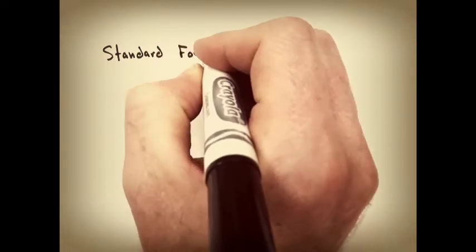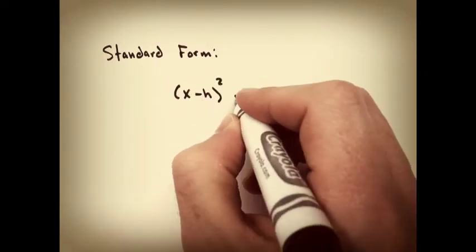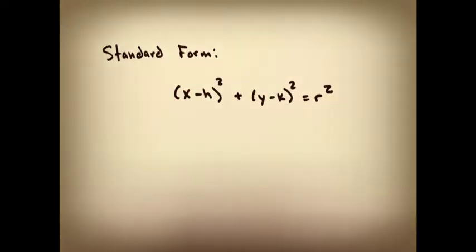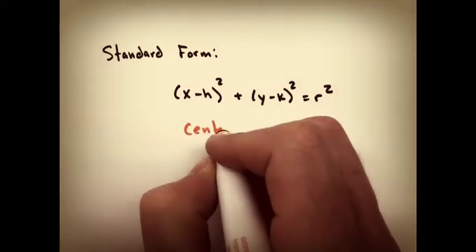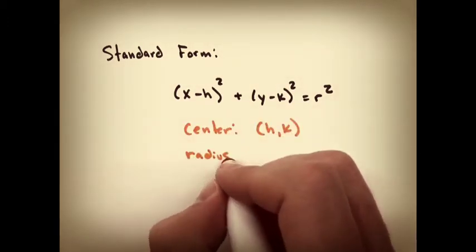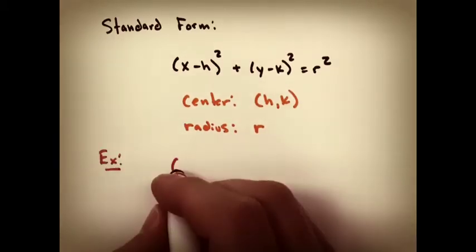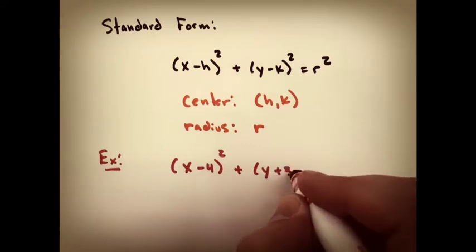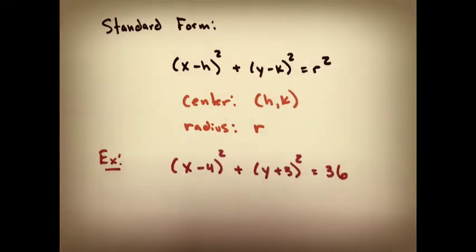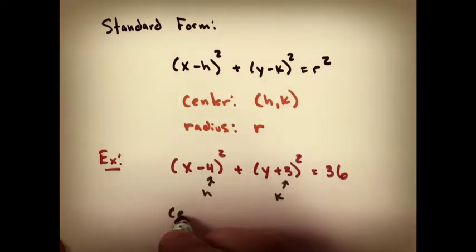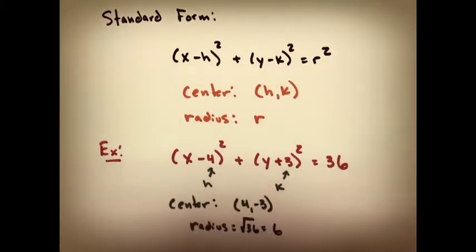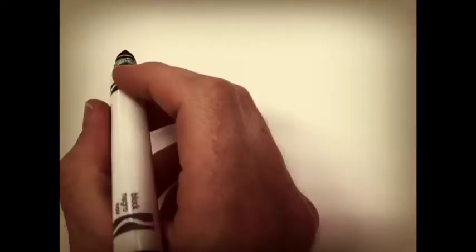So if we wanted to look at maybe the equation of a circle in standard form, the equation looks like this. X minus h squared plus y minus k squared equals r squared. The h and the k are our center, the r is the radius. For example, if I gave it to you in standard form like that, you can see what our center would be and what our radius would be. Notice the plus 3 would give you a negative value for the y value.